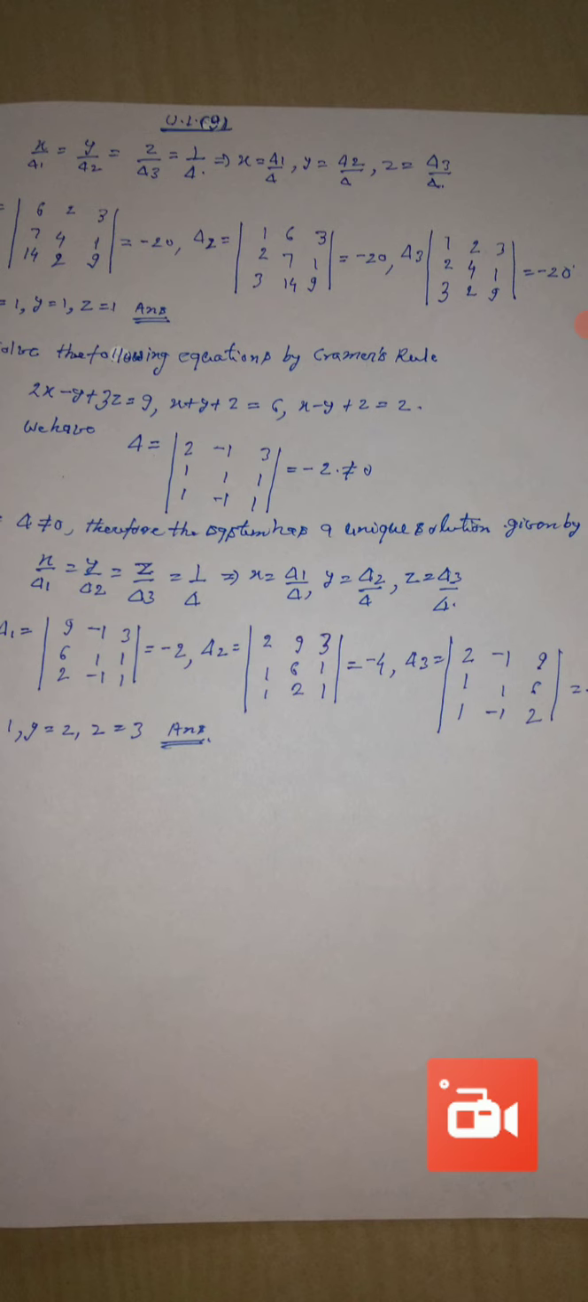Similarly, delta 2 is equal to, in the first column 2 1 1, in the second column 9 6 2, in the third column 3 1 1, equal to minus 4. Similarly, delta 3 has 2 1 1 in the first column, minus 1 1 minus 1 in the second column, and 9 6 2 in the third column, and this value comes out to be equal to minus 6. So if we solve this, we will get x is equal to 1, y is equal to 2, z is equal to 3.